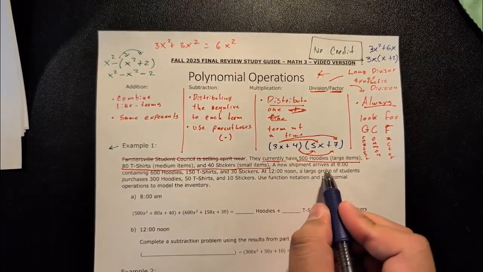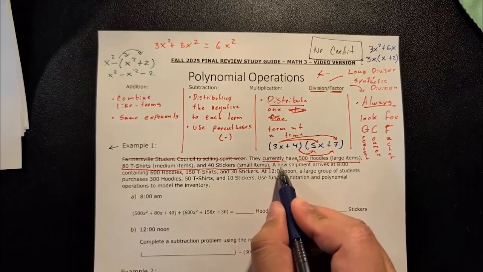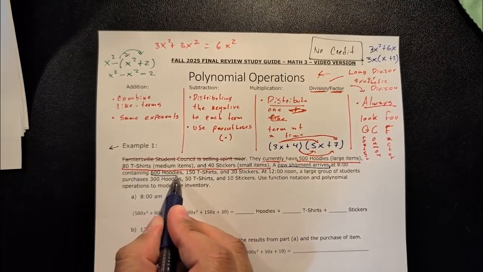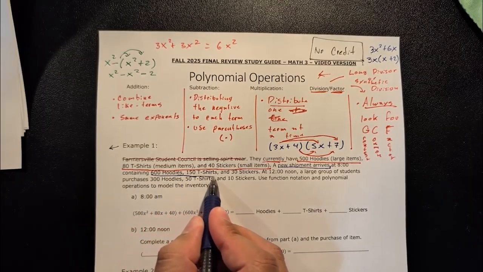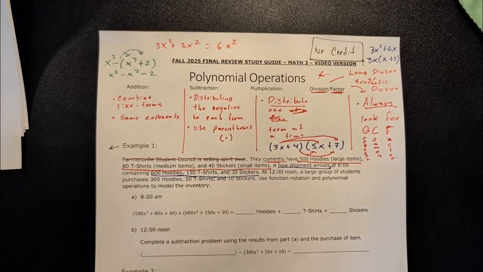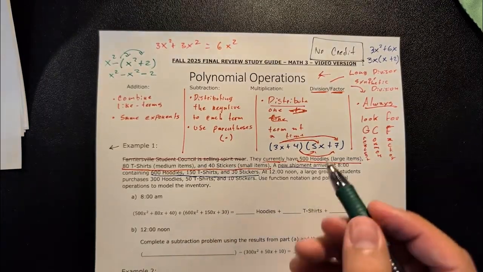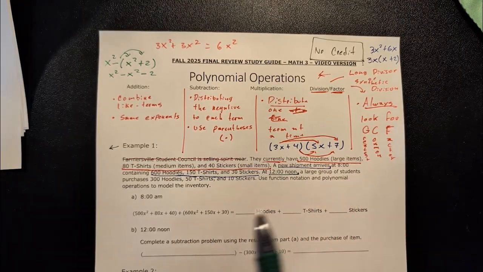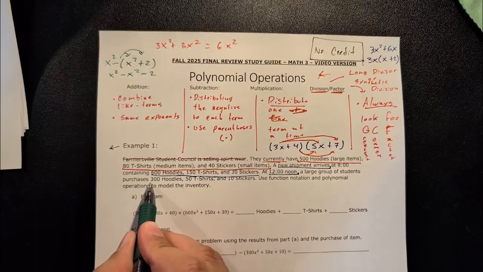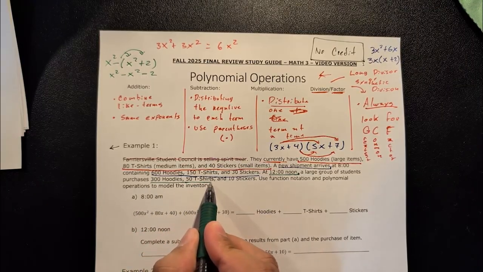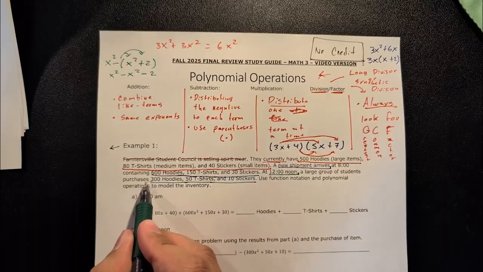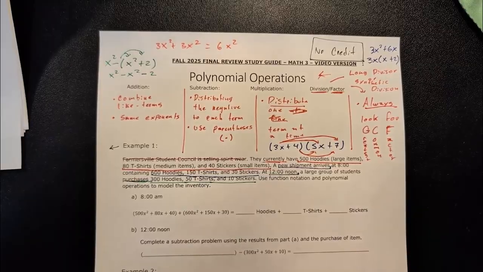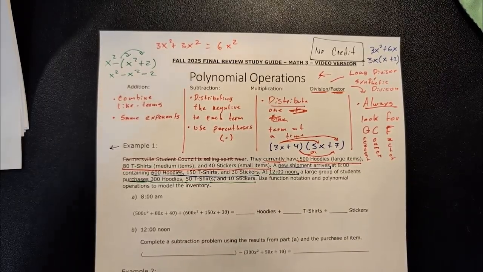Next, a new shipment arrives. It has 800 hoodies, 150 shirts, and 30 stickers. And then at noon, a large group of students purchases 300 hoodies, 50 shirts, and 50 stickers. So that's the purchase. Use function notation and polynomial operations to model the inventory.